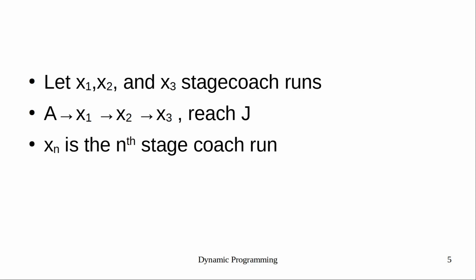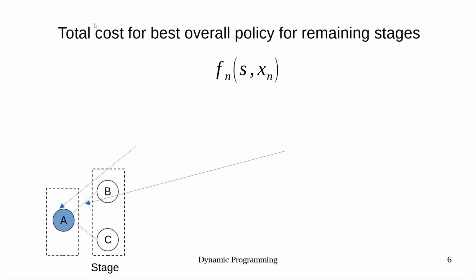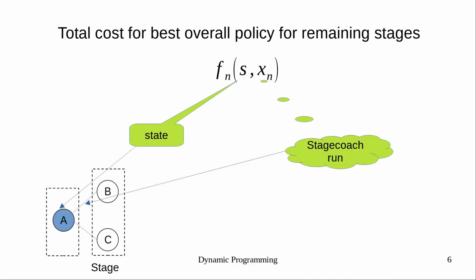In a bigger problem, we can write xn is the nth stagecoach run. Further, we define a function fn which has inputs s, which is nothing but the state, and xn, which is nothing but the stagecoach run. And what is the function fn? It is nothing but the total overall cost for best overall policy for remaining stages.